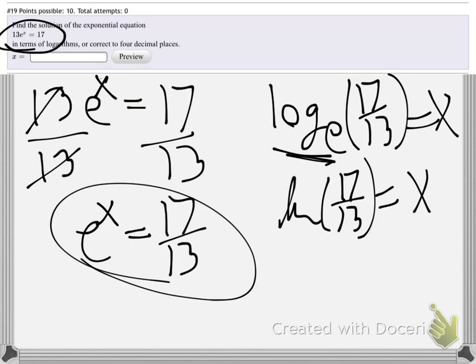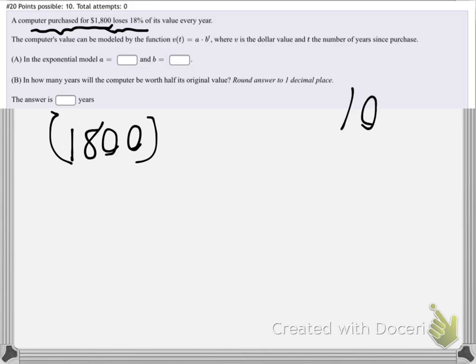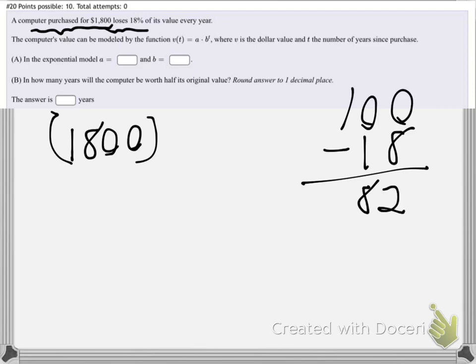A computer is purchased for $1,800 and it loses 18% of its value every year. So what I'm thinking here, guys, is this. If we started at $1,800 and it loses 18% of its value every year, it's still keeping most of its value. If we started out with 100% and took off 18%, what's 100 minus 18? 82. So if we lose 18%, we're keeping the other 82%.